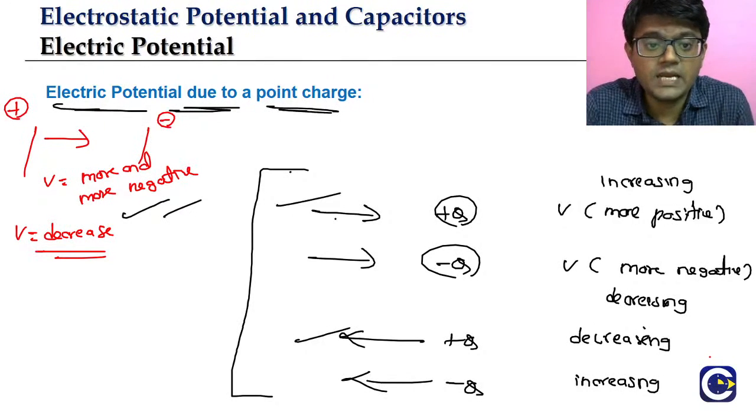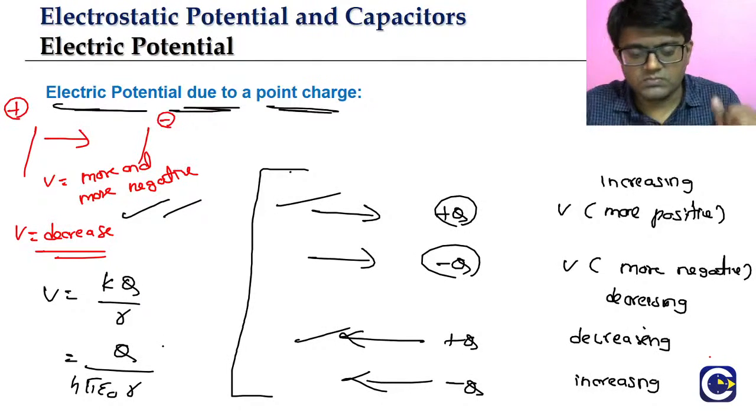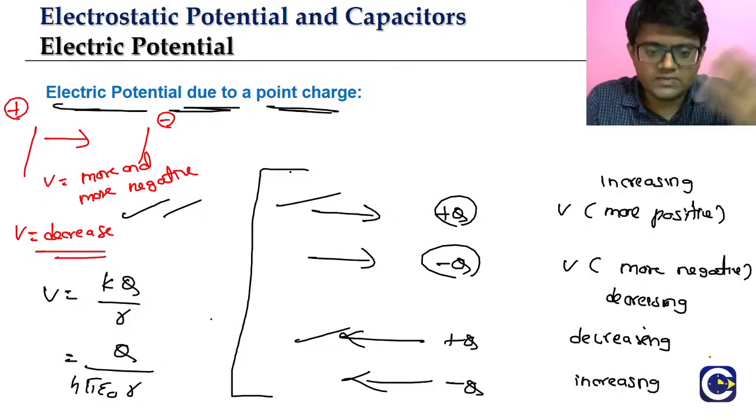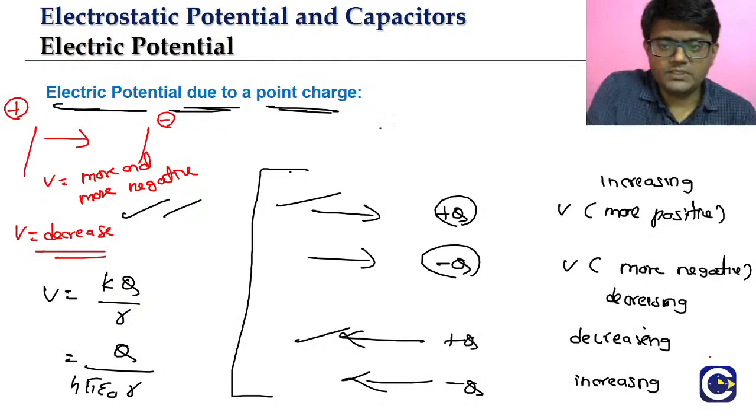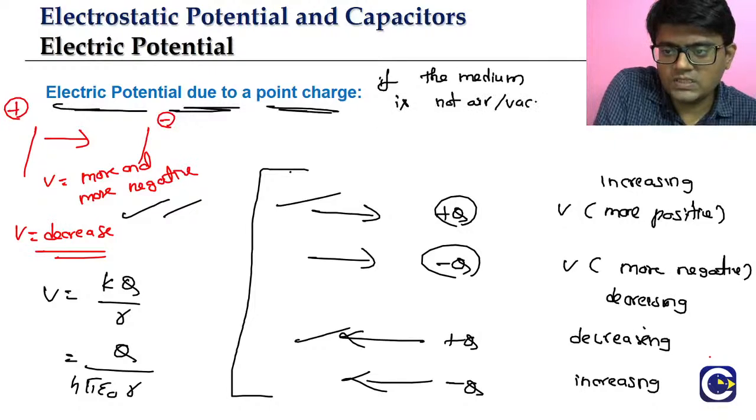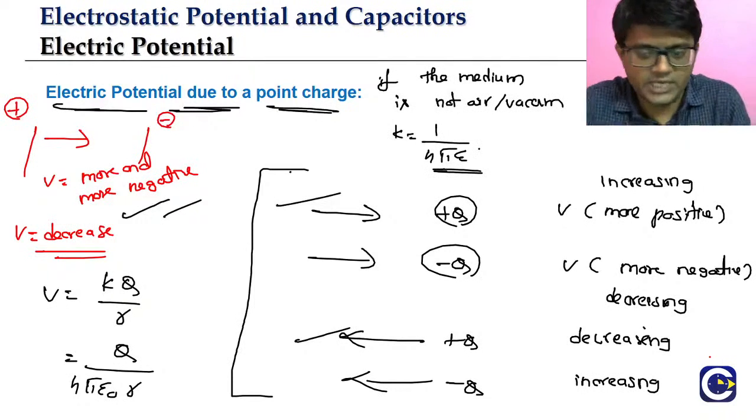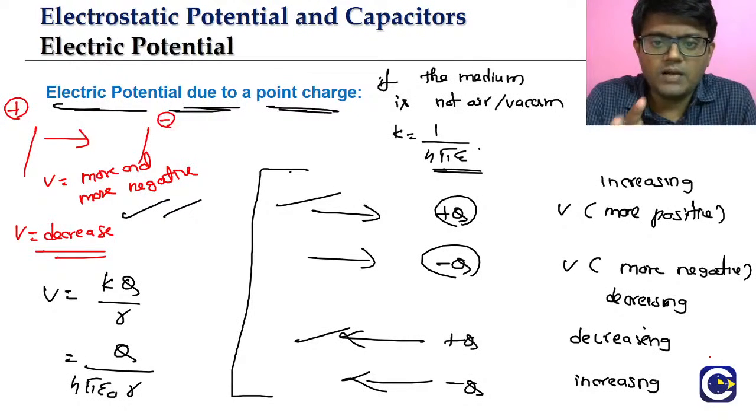So this is about the electric constant: K is 1 by 4 pi epsilon naught if it is a vacuum, free space or air. If you have some other medium, what will K be equal to? If the medium is not air or vacuum, then K will be equal to 1 by 4 pi epsilon. What is epsilon? Permittivity of the respective medium. Okay, so this is what we have to look at for the electric potential due to a point charge.